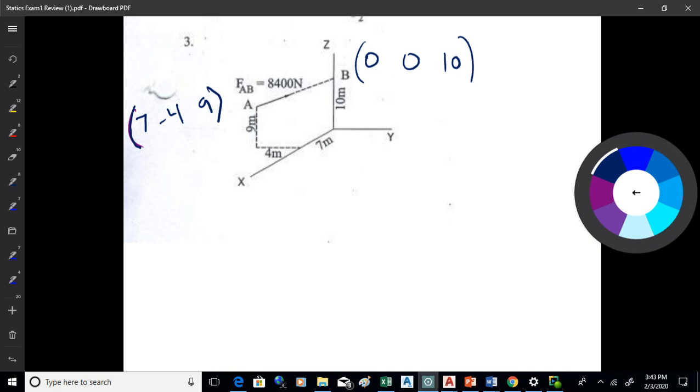So from A to B, you're going to take B minus A, get the vector, take the square root of the sum of the squares, get the magnitude, divide through, and scale it up by 8400. Those are the steps. You're sure to have to do something like that on Wednesday.